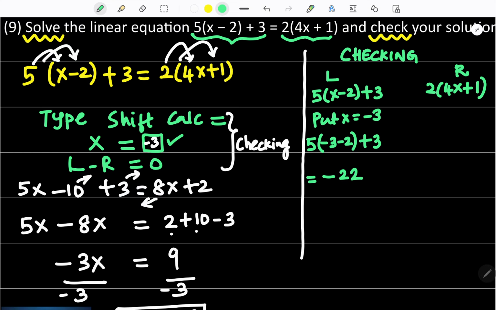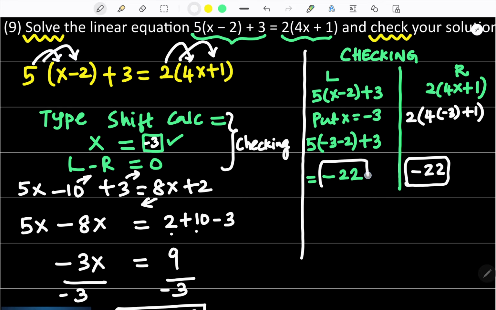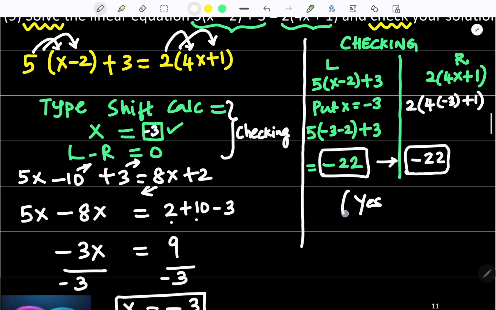Okay. No teacher, I don't know how to do it in the calculator. Very simple. 5, bracket open, minus 3 minus 2, which is minus 5. So minus 25 plus 3. In the same manner here also you are going to put it and check whether the same answer comes. So you're going to put x equals minus 3: 2 times (4 times minus 3 and then plus 1). Bracket everything, use it in the calculator safely. In the same manner, you're going to get minus 22 in the calculator. If this number is the same, then your answer is going to be correct. So yes, the answer is correct.